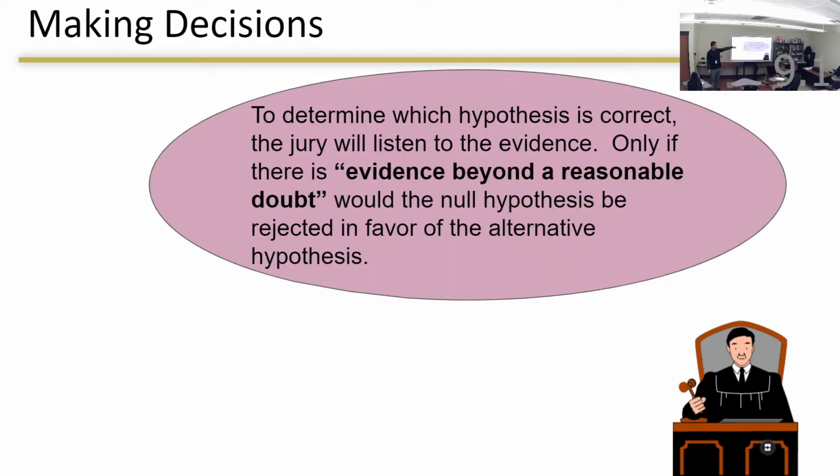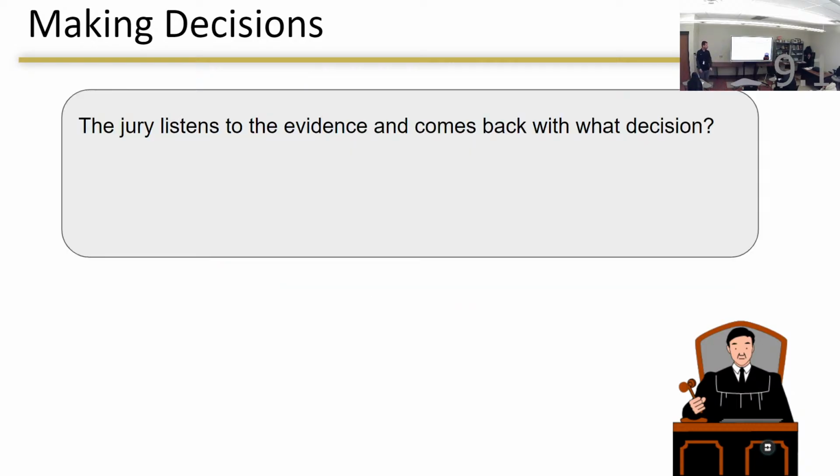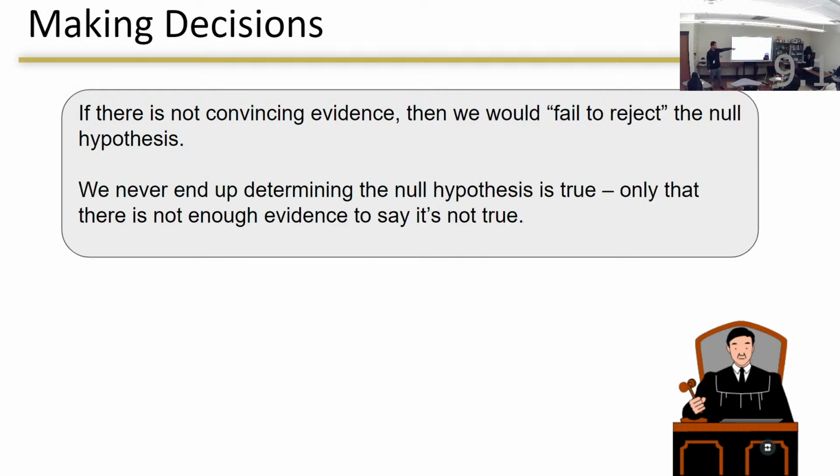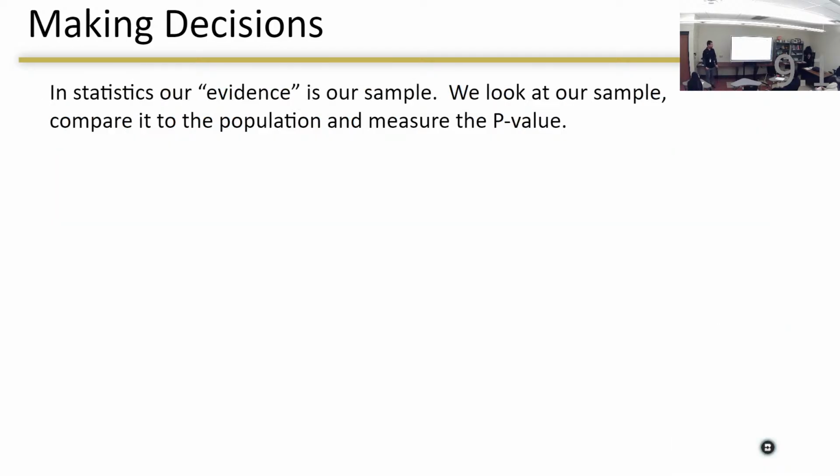To determine if the hypotheses are correct, the jury will listen to evidence. Only if there's evidence beyond a reasonable doubt would the null hypothesis be rejected in favor of the alternative. So these are the decisions I want you guys to come up with. If there's not convincing evidence, then they fail to reject it. We never end up determining if the null is true. Only that there's not enough evidence to say it's false.